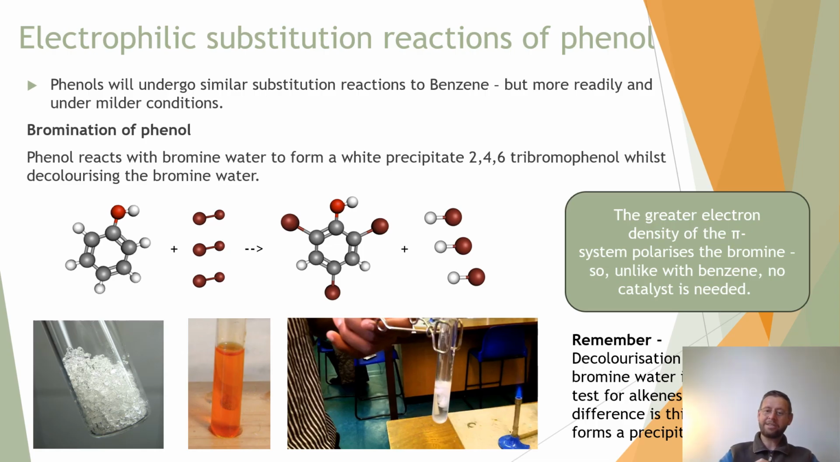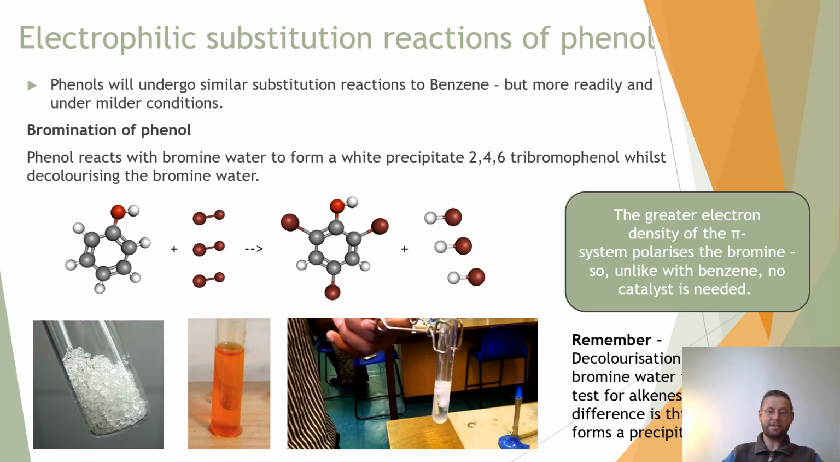And the greater electron density of the pi system polarizes the bromine, so unlike with benzene, no catalyst is needed. If you remember, all of those electrophilic substitution reactions of benzene required a catalyst to be present to polarize the molecules in the first place before they could be attracted to the electrophile. Here, the enhanced electrophilic properties of having those extra electrons in the system does it all for you.